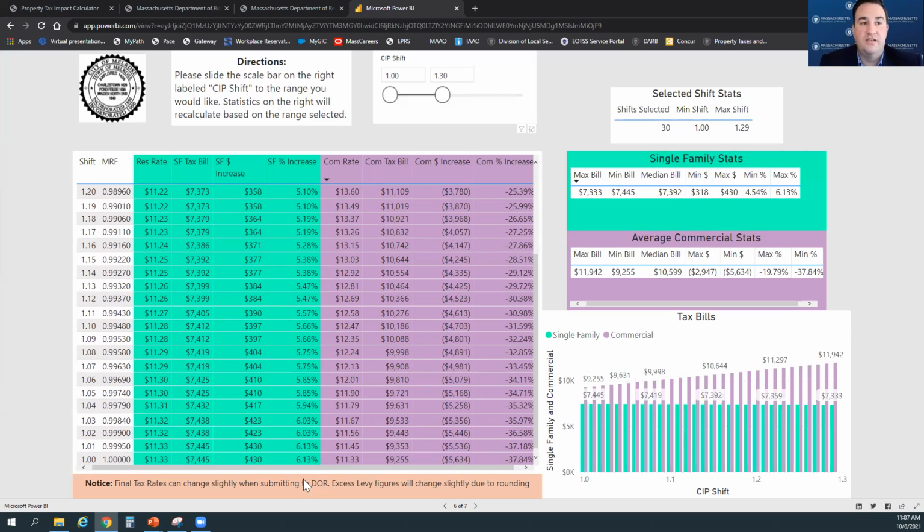If someone publishes, taxes are going to go up this exact amount and they go up slightly less or slightly more, it's just a good thing to have in there.